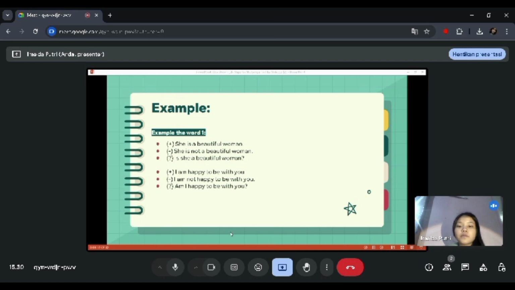Example one. Positive: she is a beautiful woman. Negative: she is not a beautiful woman. Question: is she a beautiful woman? And two. Positive: I'm happy to be with you. Negative: I'm not happy to be with you. Question: am I happy to be with you?